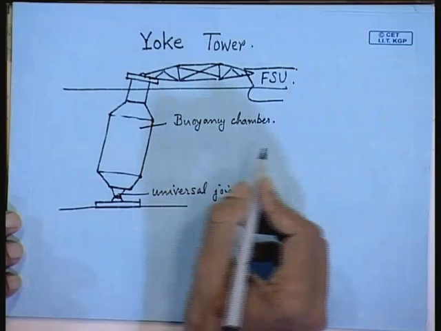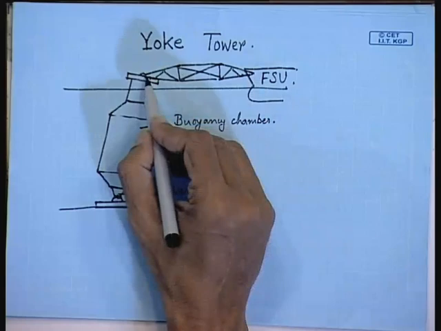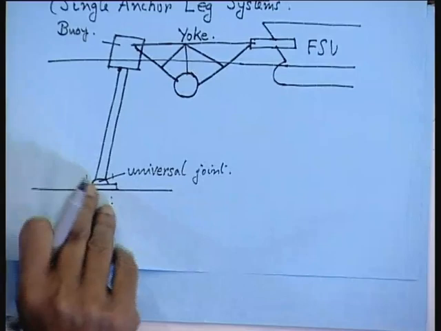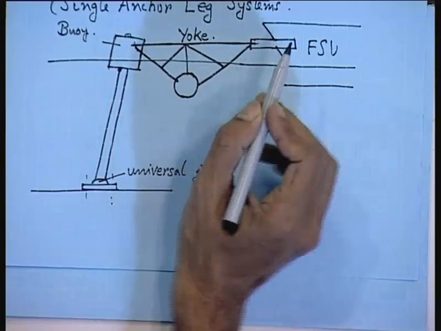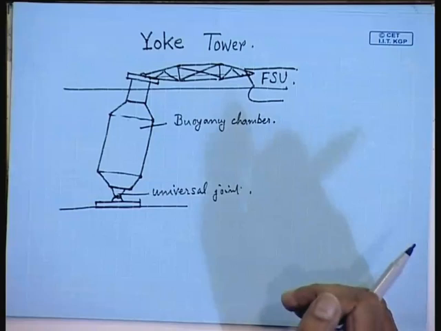So in these two systems, that is your SALS and your yoke tower, the loading hose, you can load it from here. You can take it through the yoke. So you can give some protection to the loading hose. Actually the loading hose is going over the yoke. So the chance of ship overriding the buoy and damaging the loading hose is not there. So this is a larger category. So this is called a yoke tower.